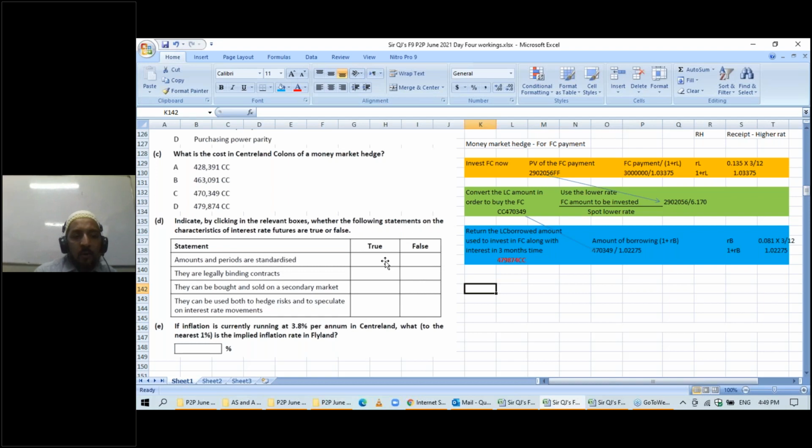Then, they can be bought and sold on a secondary market. Yes, the futures market is itself a secondary market. It is just like the stock market, where you can buy contracts and sell your contracts to other parties. Then, they can be used both to hedge risk and speculate. Yes, obviously interest rate futures can be used to hedge an interest rate increase in case of borrowing and an interest rate decrease in case of investments. It can also be used to speculate. Obviously this is a derivative, so you can use it to speculate and earn through differences. So all of these are true.